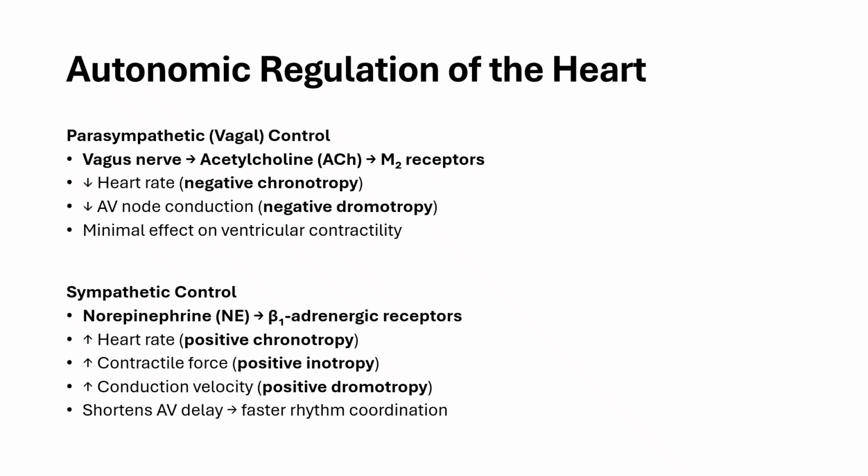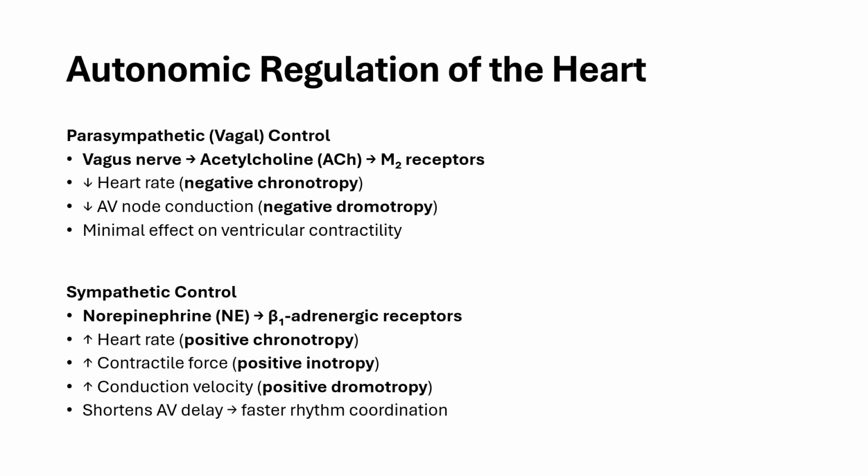Now that we understand the heart's intrinsic rhythm, let's see how it's finely tuned by the autonomic nervous system. That's the body's built-in regulator that decides when the heart should slow down, speed up, or pump harder. At rest, both parasympathetic and sympathetic nerves are active, but the vagus nerve usually dominates. This parasympathetic influence releases acetylcholine, which binds to M2 receptors in the SA and AV nodes. The result is a slower heart rate, what we call a negative chronotropic effect.